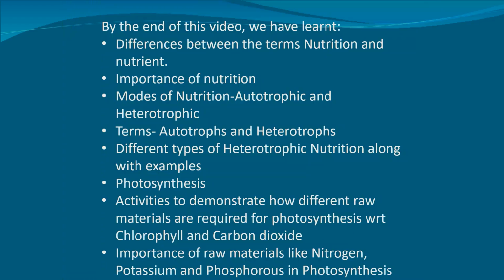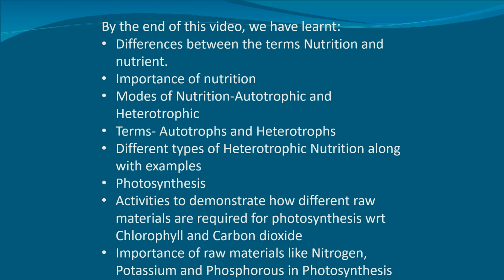Students, by the end of this video, we have learned the differences among the terms nutrition, nutrient, importance of nutrition, and modes of nutrition, that is autotrophic and heterotrophic. We have been able to define the terms autotrophs and heterotrophs, different types of heterotrophic nutrition along with examples, the process of photosynthesis, activities to demonstrate how different raw materials are required for photosynthesis with respect to chlorophyll and carbon dioxide, importance of raw materials like nitrogen, potassium, phosphorus in photosynthesis, and the mechanism of opening and closing of stomata.